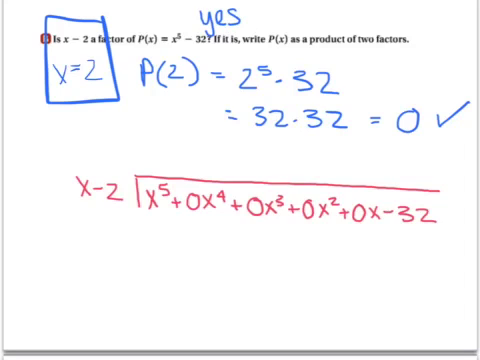And then x times what is x to the 5th? 1x to the 4th. Be careful here. We're subtracting. So x to the 5th minus x to the 5th is 0. 0x to the 4th minus negative 2x to the 4th, that becomes positive 2x to the 4th. And then bring down your x to the third value.